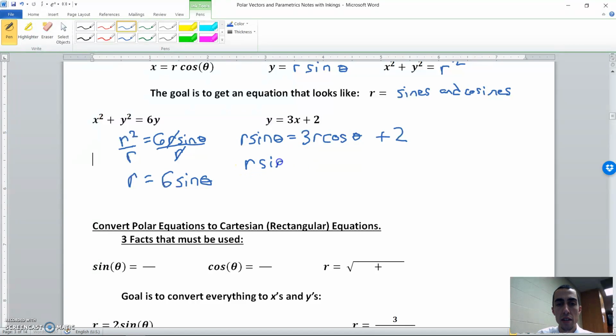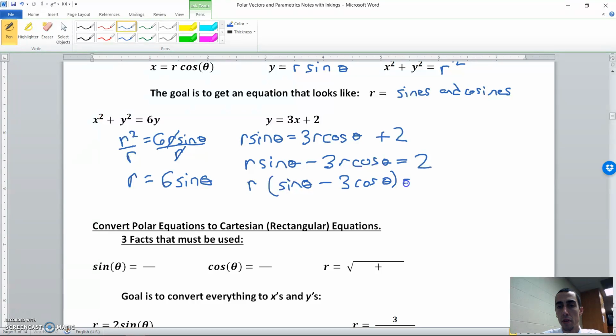We're going to have r sine theta minus 3r cosine theta set equal to 2. Now, I've got two terms on the left side. Both of them have an r in it, and so we can factor out an r. It's going to be r times sine theta minus 3 cosine theta equal to 2.